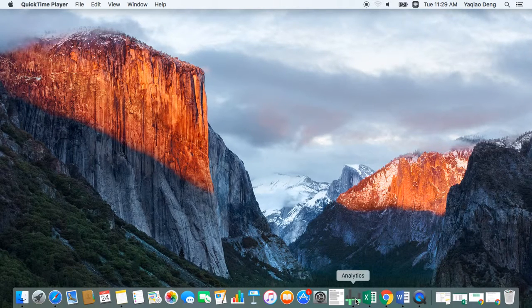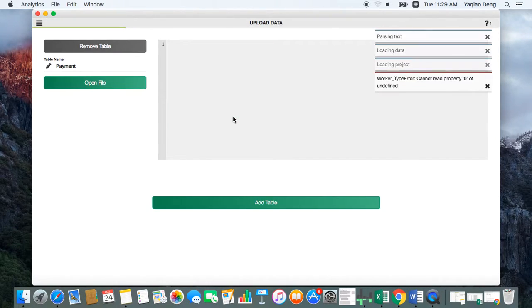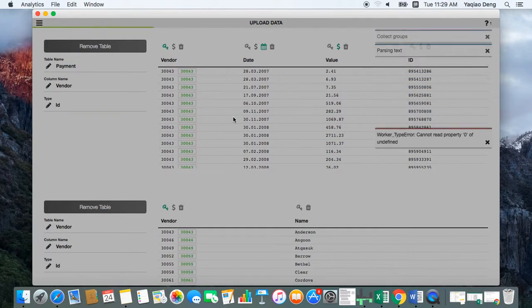Hi everyone. Today we will have a look at the first two digits analysis, which is also called the Benford's law analysis. Let's take the payment demo as an example.